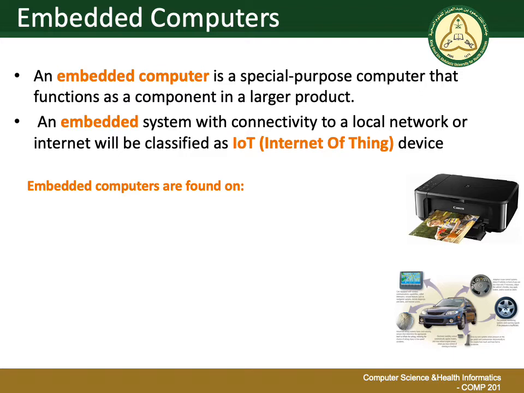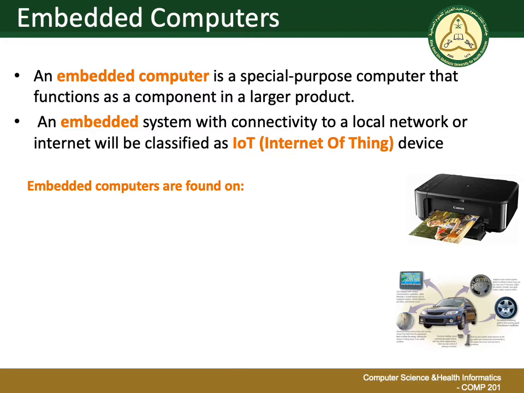An embedded system with connectivity to a local network or internet will be classified as an IoT, Internet of Things device. When we put an embedded computer inside another device, and this device is connected to the network, to the internet, we classify it as Internet of Things. So now this machine will be connected to the whole network.